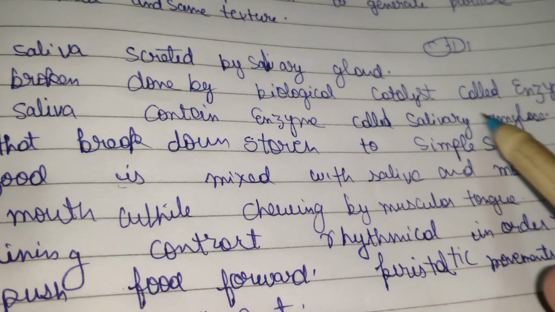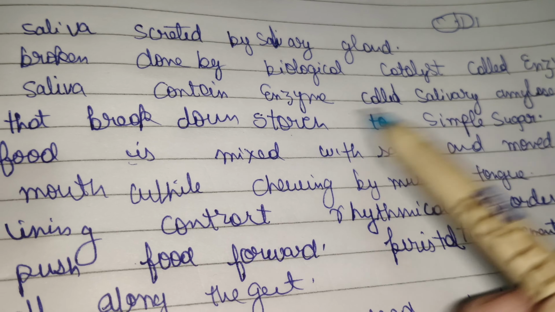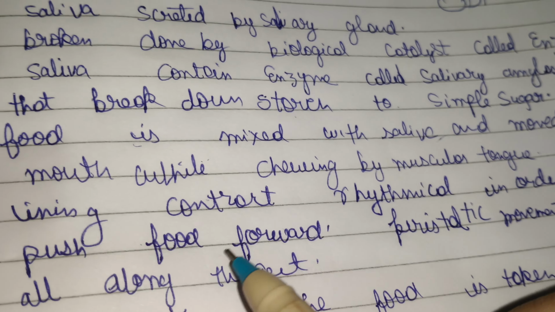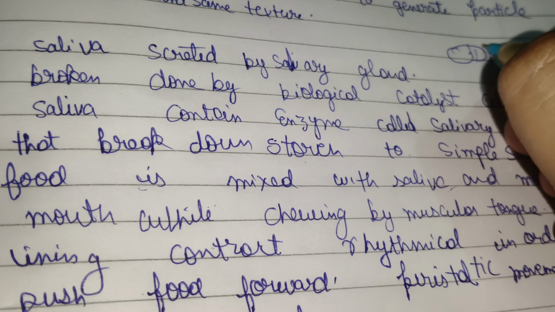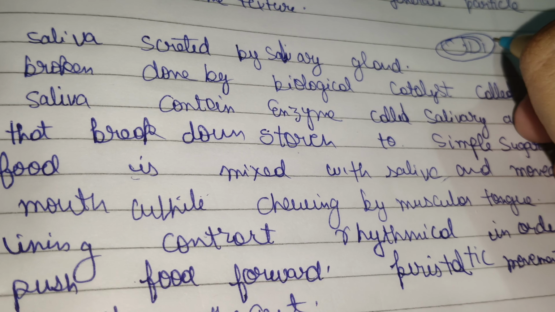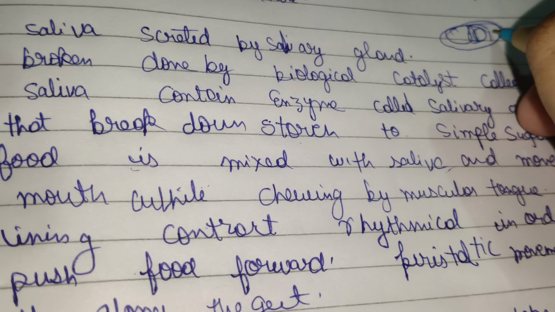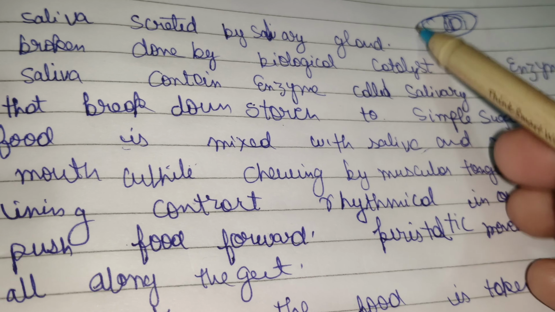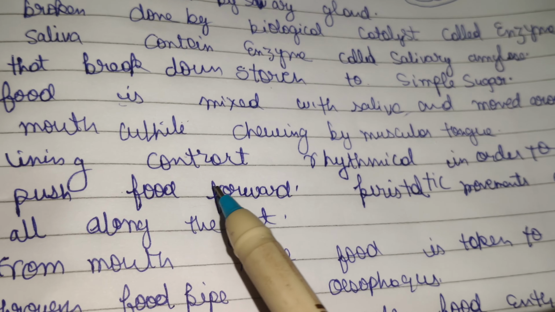The saliva contains an enzyme called salivary amylase that breaks down starch into simple sugar, and food is mixed with saliva in the mouth while chewing with the help of the muscular tongue. So basically, what actually happens is that food is mixed with saliva in the mouth. The saliva enzyme breaks down the food starch into simple sugar, and the food is mixed with the saliva with the help of the muscular tongue.